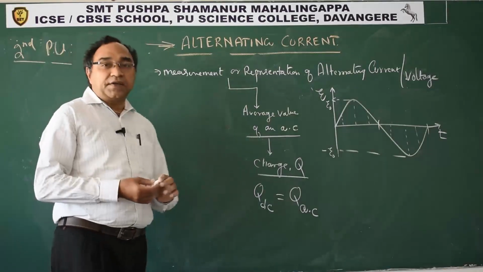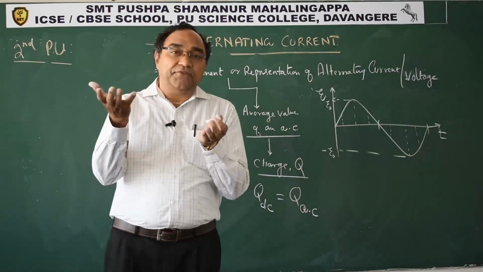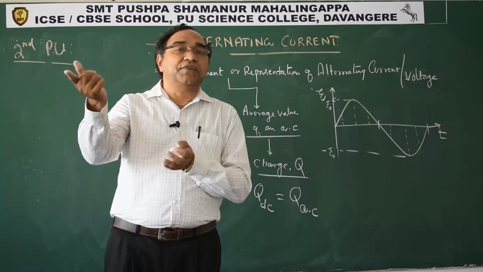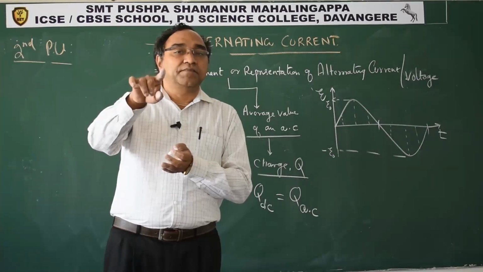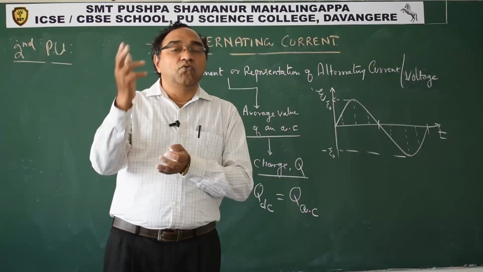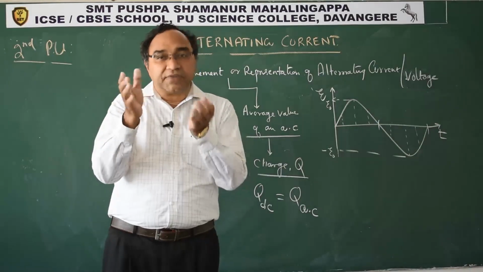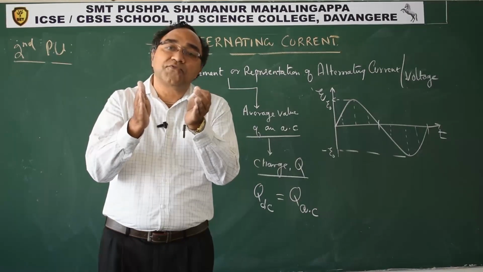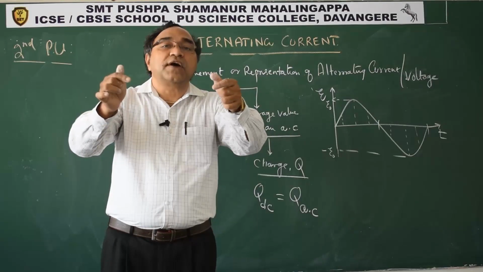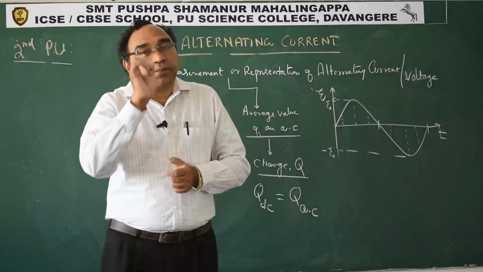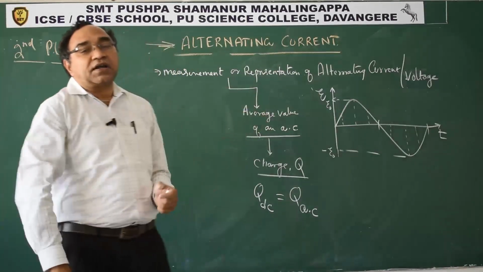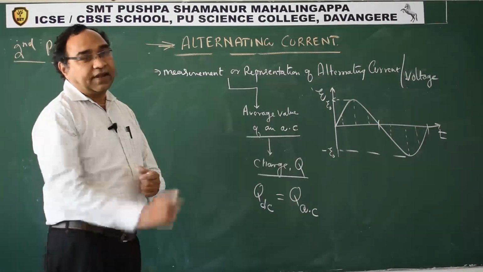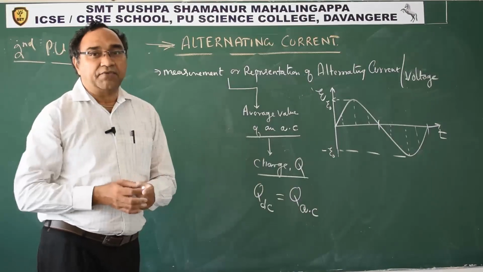So we are comparing: we have one capacitor and two different kinds of sources. One is a function of time, one is not a function of time. I keep the capacitor the same and keep the time constant. I pass the two currents to deposit the same amount of charge. What is the strength of current required? That gives the average value of AC.